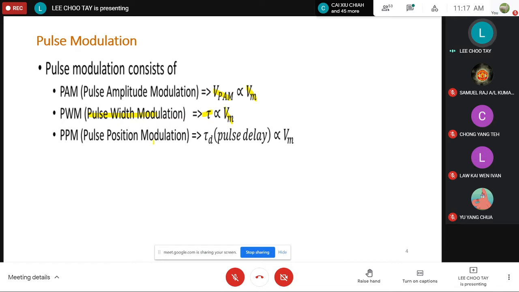And then for pulse position modulation, the position of the pulse is proportional to the amplitude of the message. The position of the pulse is represented by the pulse delay, that is, how much the pulse is delayed, and this is again expressed in time.